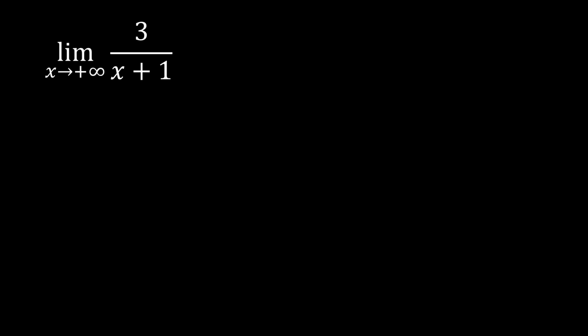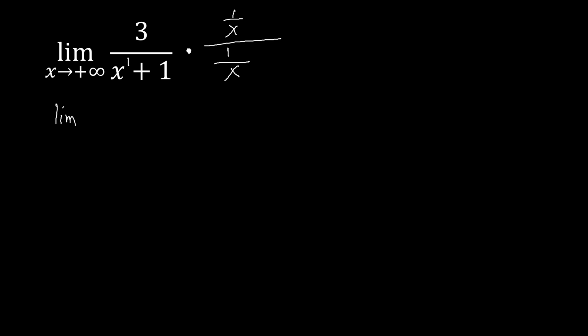Now, for the long method here, since on the denominator you've got an x with a degree of 1, all you have to do is simply multiply the entire thing by 1 over x, both the top and the bottom. And then let's simplify this.